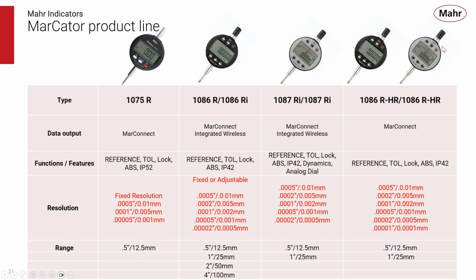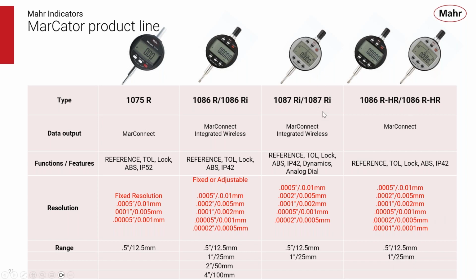These are going to have a finer encoder than the standard 1086, 1087, and they will repeat to 1 micron, which is a little bit tighter than the standard 1086, 1087 line. Again, these guys only come in either a 1/2 inch or 1 inch range. We have to sacrifice the 2 and 4 inch range to get that higher resolution and accuracy.